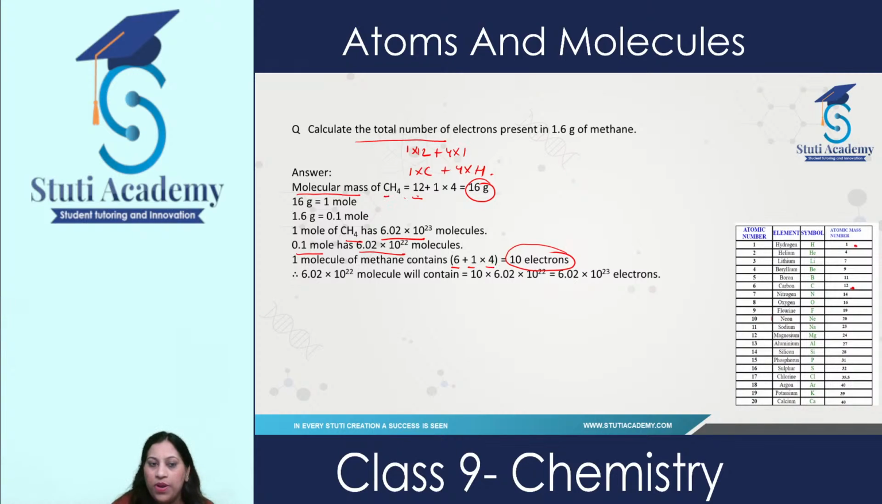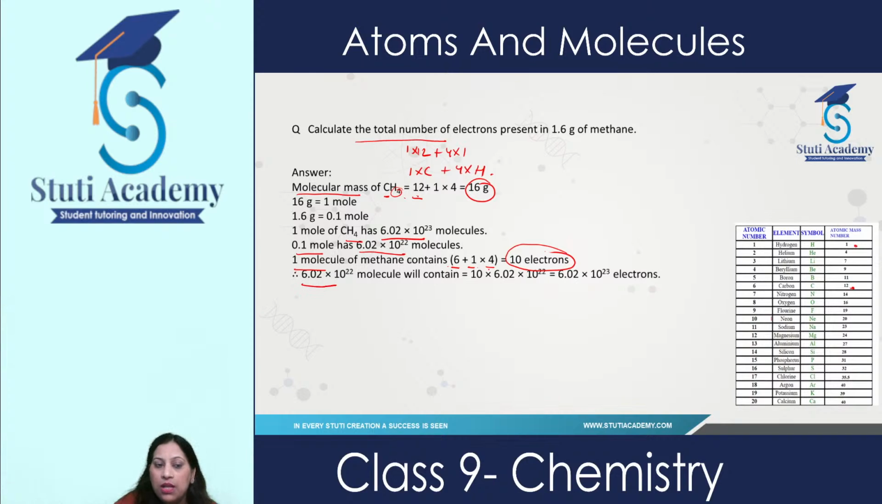So the atomic number of carbon is 6, and the atomic number of hydrogen is 1, but 4 hydrogens are given. So we'll multiply by this 4 and we'll get 10 electrons. So 1 molecule of methane contains 10 electrons. And we need to find out the total number of electrons present in 1.6 gram of methane. It is one molecule. Okay.